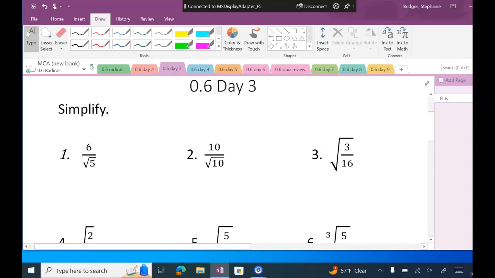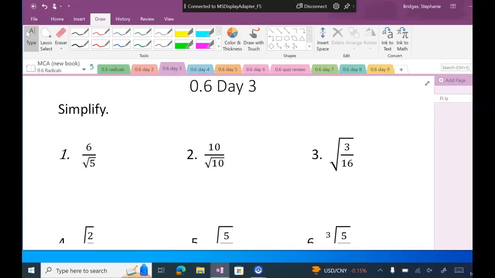I have 6 over the square root of 5, which is not simplified. So what we have to do is called rationalizing the denominator. I have to get that radical out from under the denominator. With a fraction, we can either multiply or divide the top and the bottom by the same thing, and it will be an equivalent fraction. It'll just look different, right? We're not going to focus on the dividing part. We're going to focus on the multiplying part.